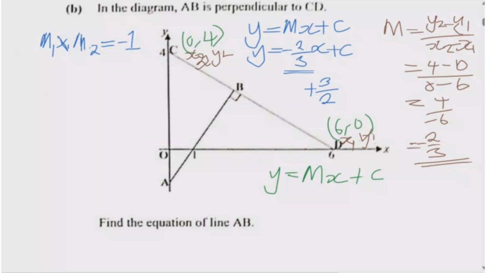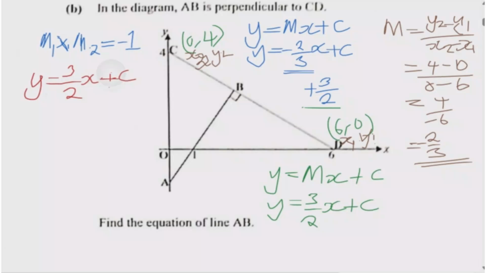Okay, so now once I've done this, we just replace the gradient in this equation. So we have y is equal to 3 over 2x plus c. Now what we are remaining with is to find the value of c. So how do we find the value of c? I'm going to use the same expression, y is equal to 3 over 2x plus c. So I'm going to write it here.